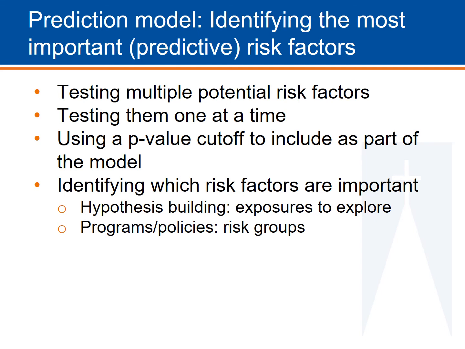It is called a prediction model, by which logistic regression is used to identify the most important risk factors associated with a given outcome. In this approach, multiple potential risk factors are explored. They're tested first one at a time, usually based on a p-value cutoff, and are included in the model after selecting the appropriate contrast between groups, see RIDIT or odds ratios. The purpose of the predictive model is to identify which risk factors are most important. Prediction models are hypothesis building and/or can be used to identify the risk groups most in need of intervention.